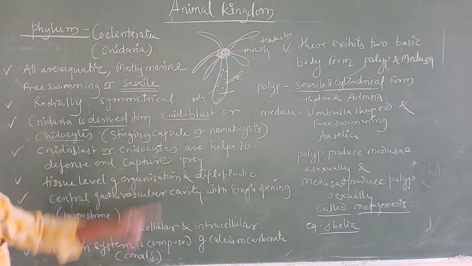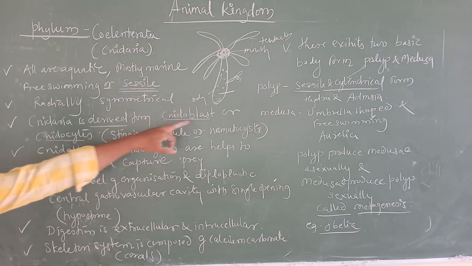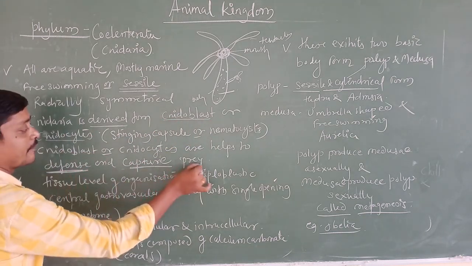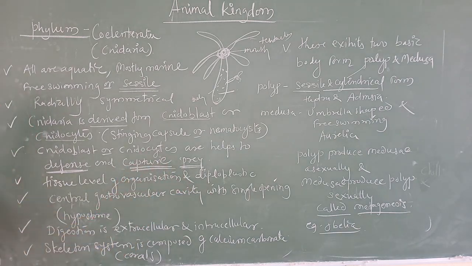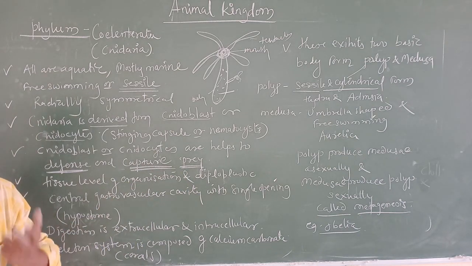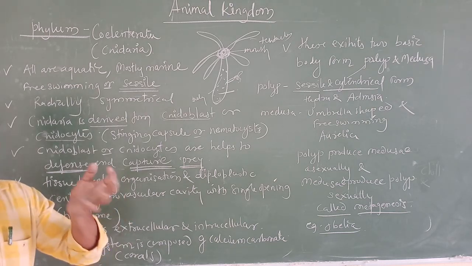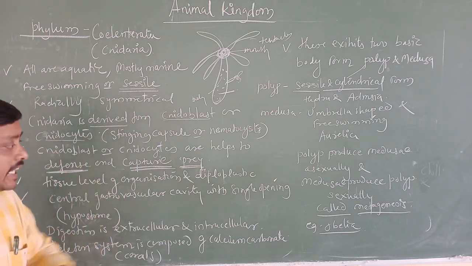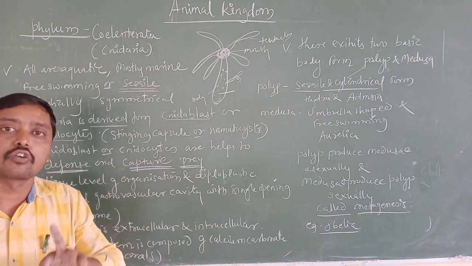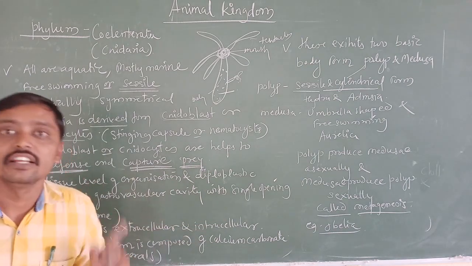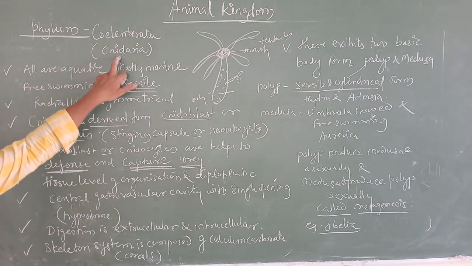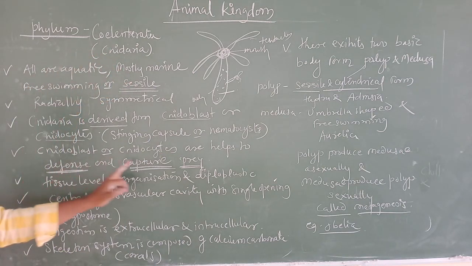And what is the function of the cnidoblast or cnidocyst? They are helpful in defense and capturing prey. Prey in the sense what? Prey and predator. Prey is the one on which the predator depends for its food. For example, if you take a snake and a frog, the frog acts as prey for the snake. Like that, the cnidoblasts or cnidocysts are the specialized cells present in Cnidaria, and those are helpful for defense and capturing prey.